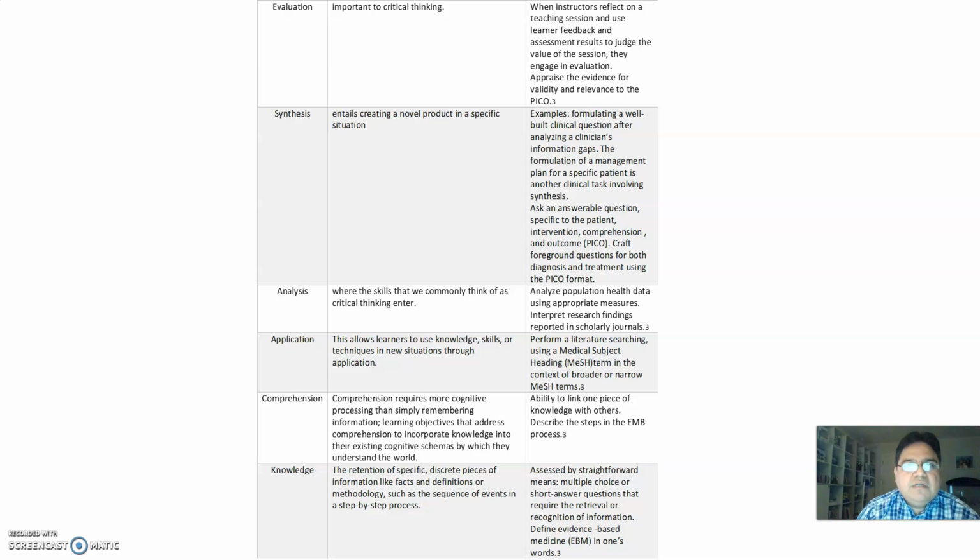Lastly, evaluation, which is an important critical thinking process, for which an example is an instructor reflecting on the teaching session using learner feedback and assessing the results. Another example is for someone to appraise the evidence for its validity and relevance to their PICO.